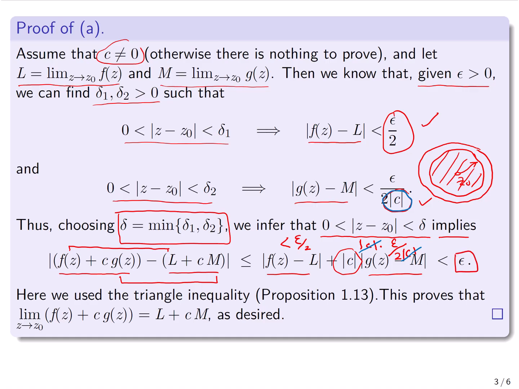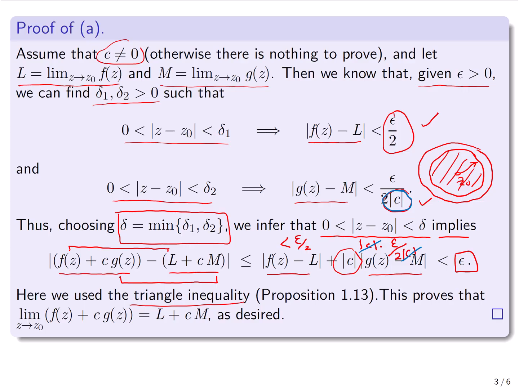So you really don't need epsilon over 2. You can have one like epsilon over 3, and the other one is 2/3 of epsilon. So you have more options for that. But epsilon over 2 makes much more sense. Okay, and clearly you can see that we have used the triangle inequality here, which is proposition 1.13 that we learned earlier. So this proves the result.